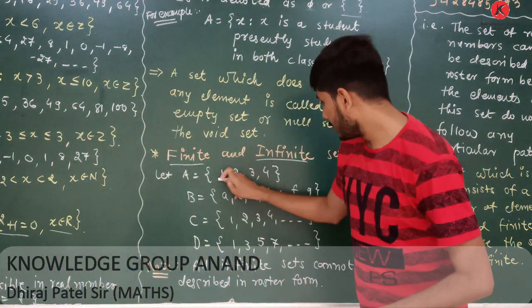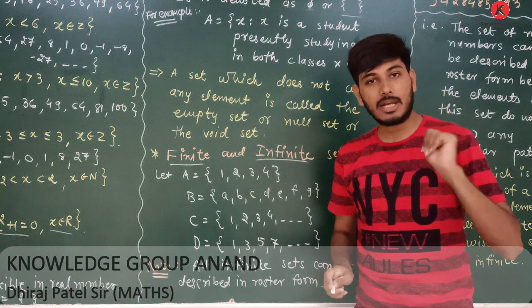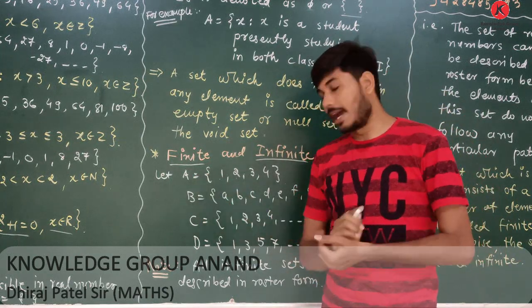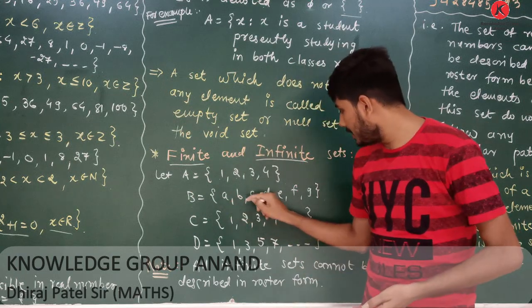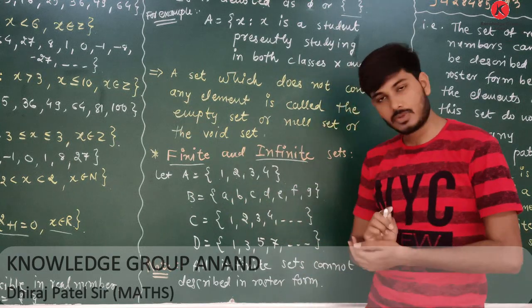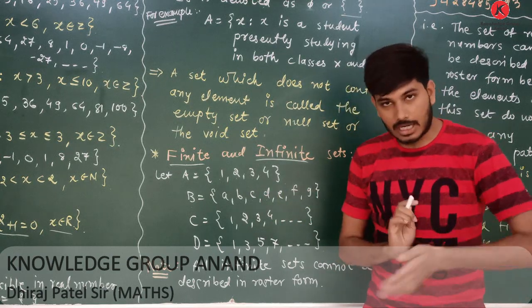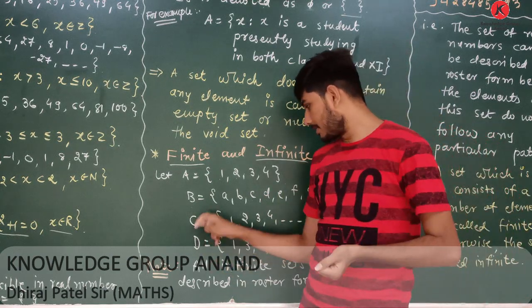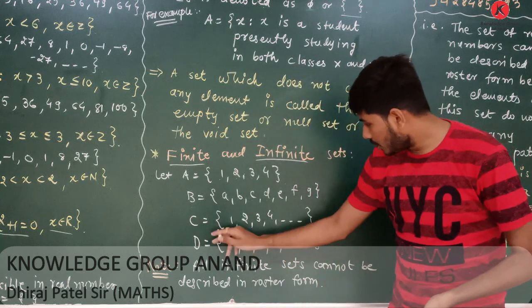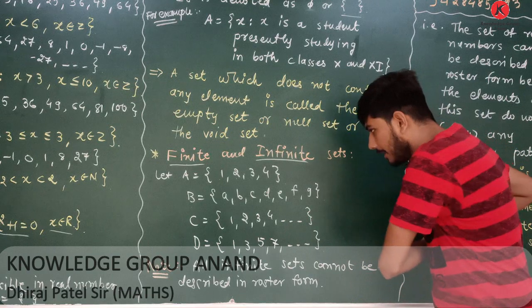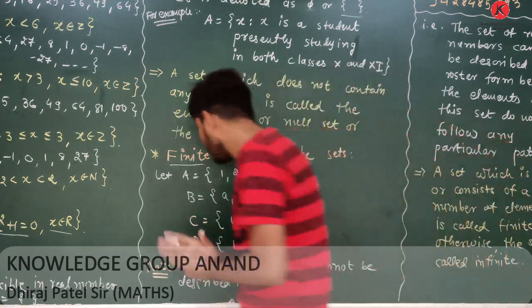There are 4 elements in set A. Now consider set B equals a, b, c, d, e, f, g. There are 1, 2, 3, 4, 5, 6, 7 elements. Now considering the set C equals 1, 2, 3, 4, 5, 6, 7 up to infinity.